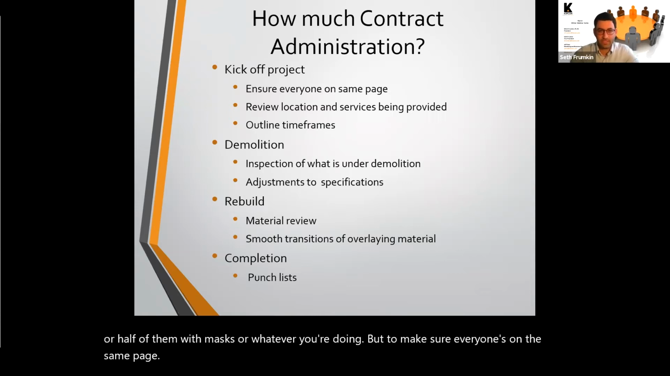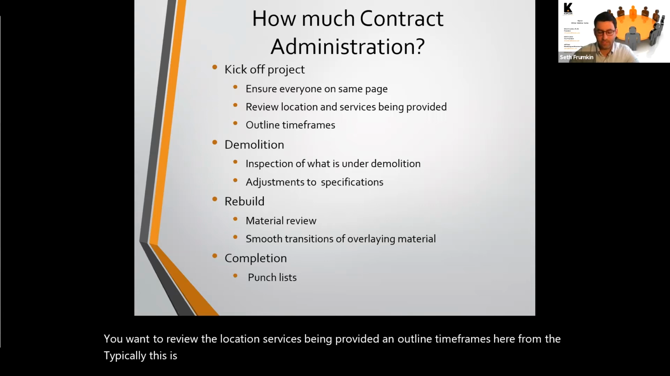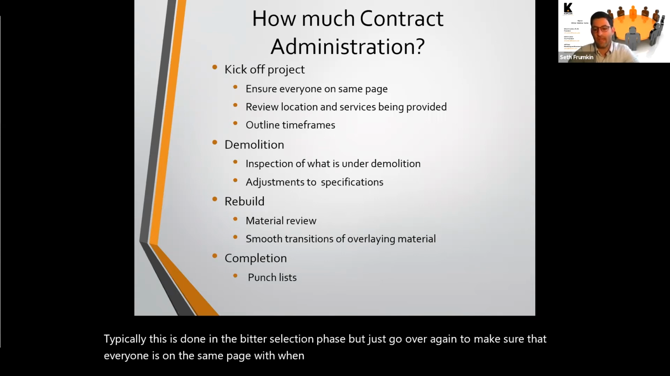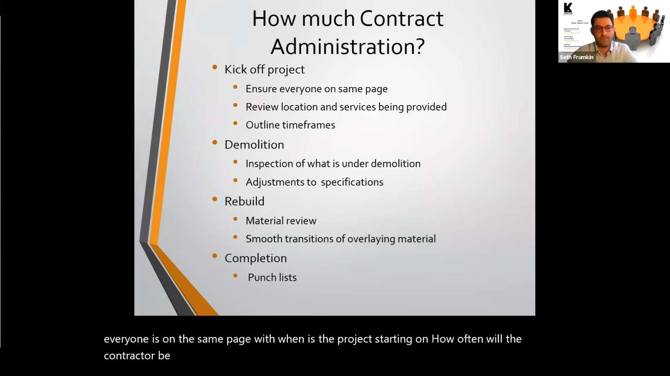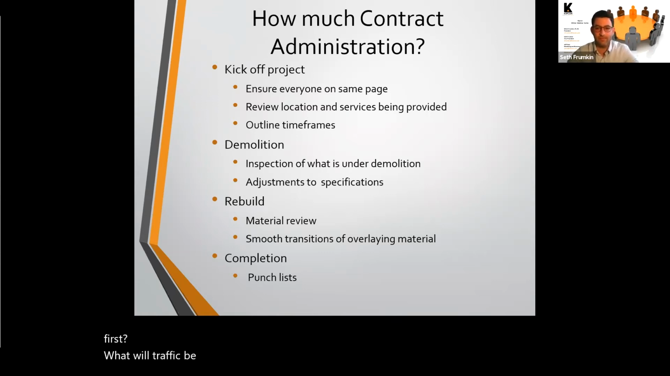You want to review the location and services being provided and outline timeframes. Typically this is done in the bidder selection phase, but just go over it again to make sure that everyone's on the same page with when the project is starting, how often the contractor will be there, and what the target milestones are. Is it a building per week? Is it to pave 1 court per week? Where will they be starting? Are they going to do the main roadway first? What will traffic be like? All these things are very, very important to have clear in the beginning.